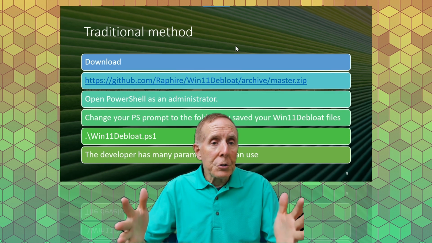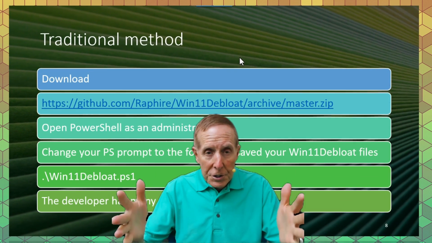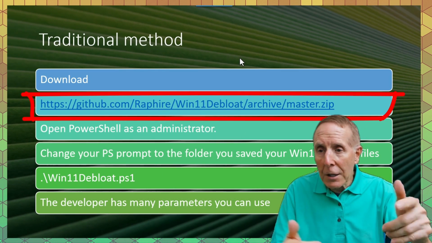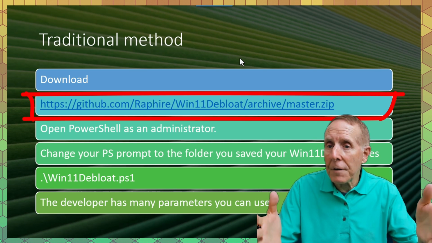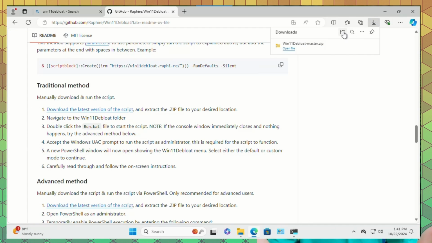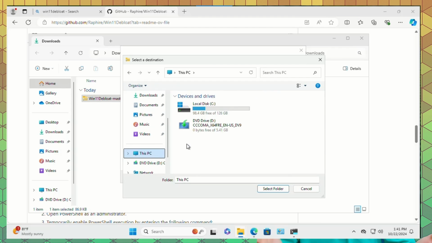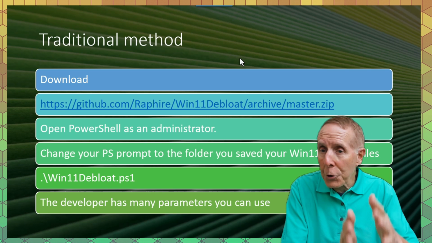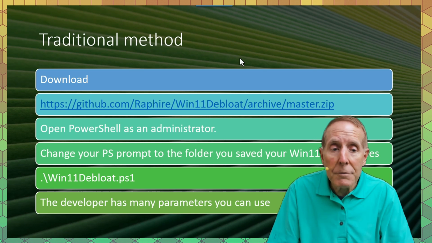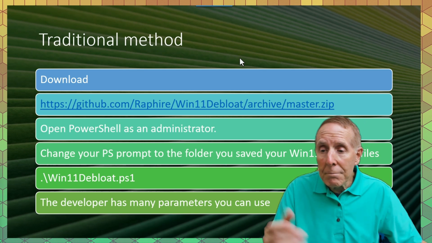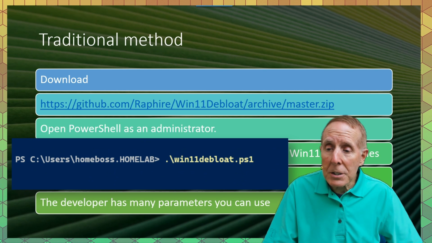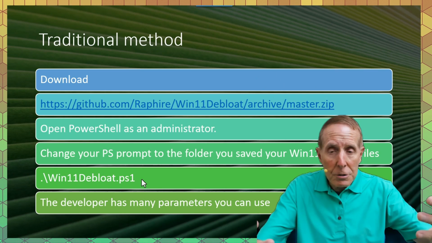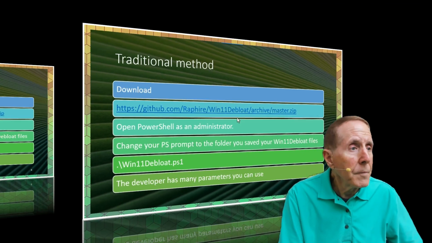You can also do it through the traditional method where you go to the site, there's a download link, you can see it on the screen. You download a master.zip file, you extract it to wherever you want, open up a PowerShell as an administrator, and change your PowerShell prompt to the folder where you saved your Win11Debloat files. And then period backslash Win11Debloat.ps1, and you launch your menu and you're ready to go.